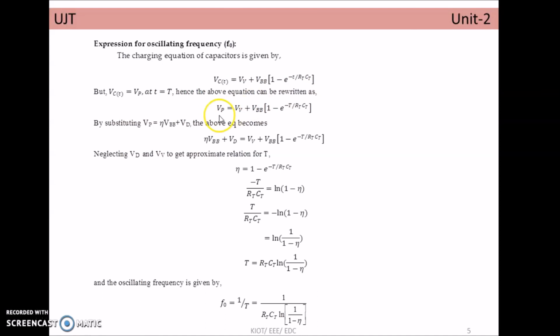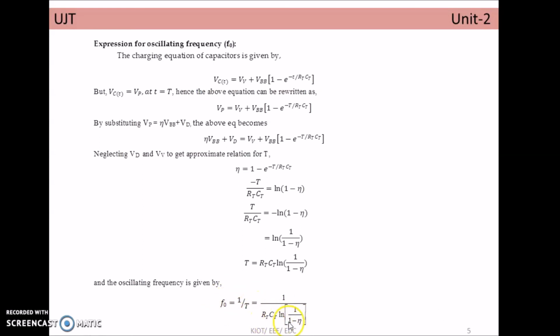Hence the above equation can be rewritten, Vp is equivalent to the same thing, with small t replaced by capital T. By substituting, now you know the value of Vp. Vp is equal to eta VBB plus Vd. Substitute here; this and this are very small, so we can neglect them, and VBB cancels, so eta equals this expression. From this expression we can derive the value of time period T. Once you know the time period, the oscillating frequency f naught equals 1 by T. This is the time taken for one complete cycle, and the reciprocal of the time period gives the frequency of oscillation.